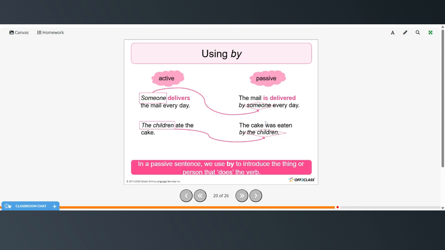So using by, someone delivers the mail every day. The passive, the mail is delivered by someone. Or the children ate the cake. The cake was eaten by the children. So in a passive sentence, we use by to introduce the thing or person that does the verb.